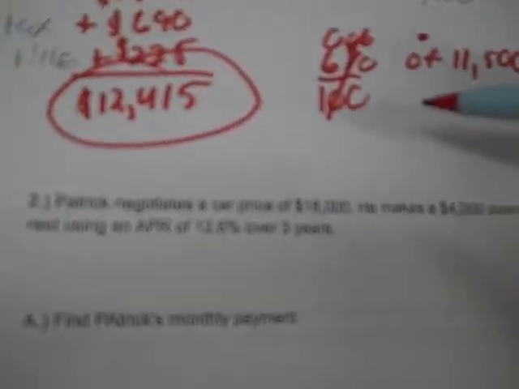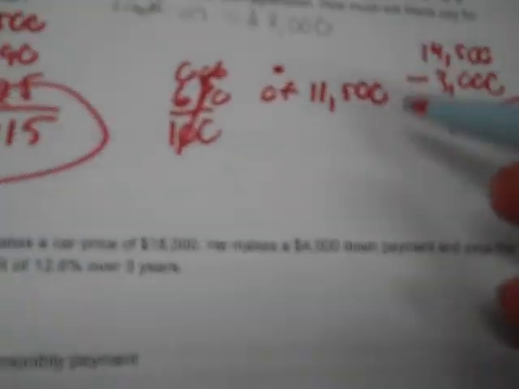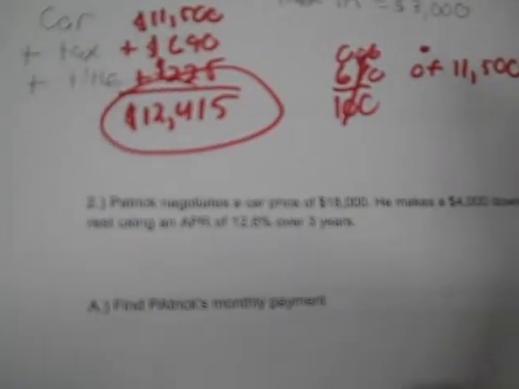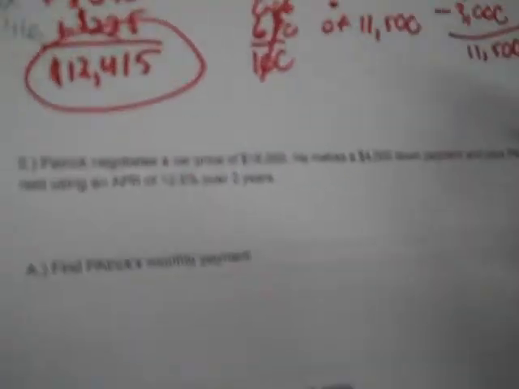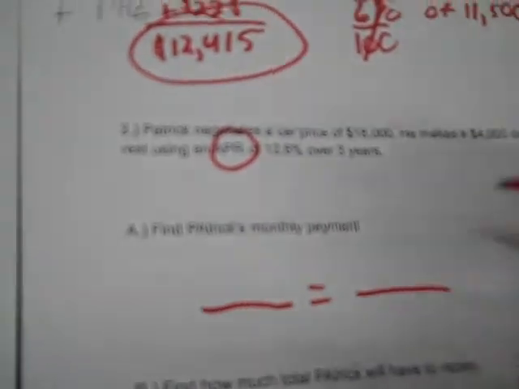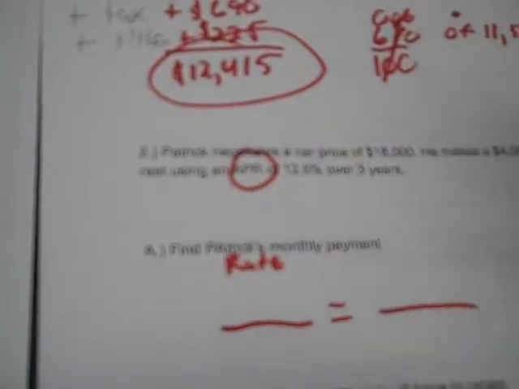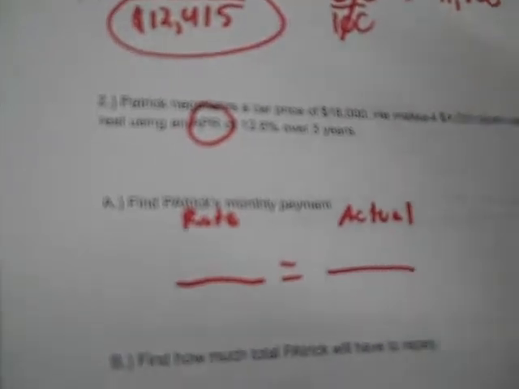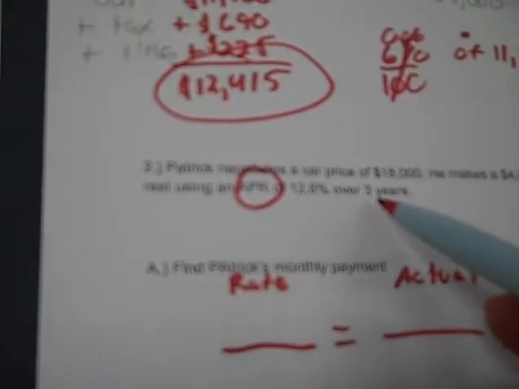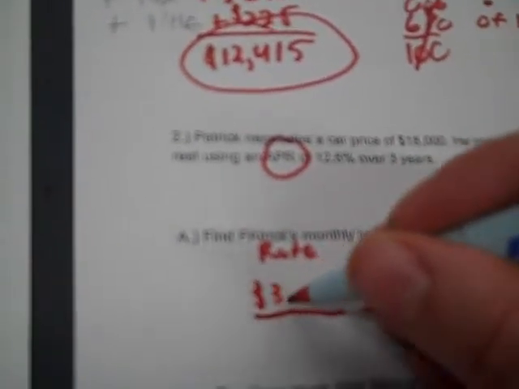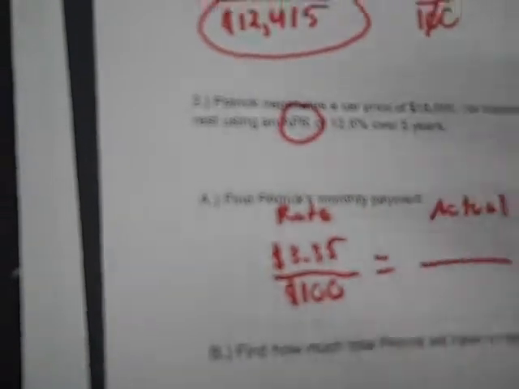Okay, Patrick negotiates a car price of $18,000. He makes a $4,000 down payment and pays the rest using an APR plan of 12.6% over 3 years. So the word APR means I'm going to need this table, okay, to find his monthly payment. So with this table, we make a proportion, okay? And again, this is the rate, R-A-T-E, and this is the actual amount, okay? So his rate, 12.6% over 3 years, is $3.35. And that's per $100. So that's your rate he's paying per month.